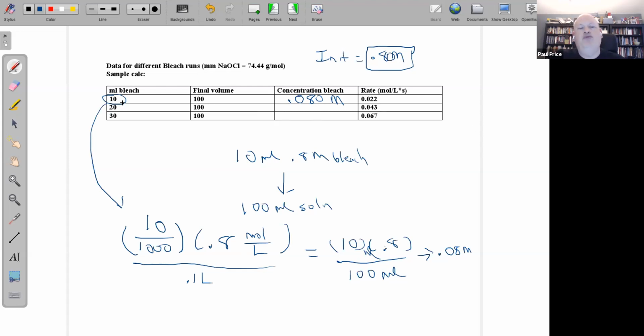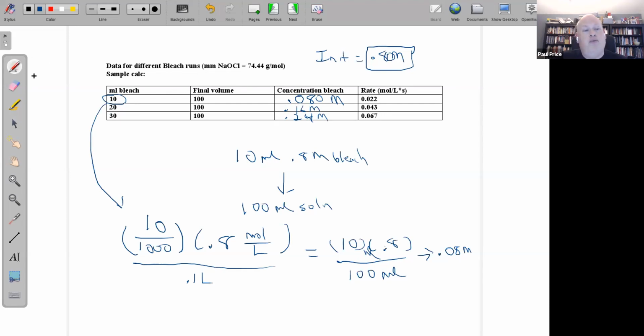Well, what would happen if I did it with 20 mils of bleach? Well, notice if I do 20 mils of bleach, the number of moles would be twice as high, and the final volume would be the same. So if the moles are twice as high, but the volume would be the same, this should increase the concentration to 0.16 molar. And if I did it with 30 mils of bleach, it should increase the concentration again and make this 0.24 molar. So the initial concentration of bleach was, in every case, increasing from right there.